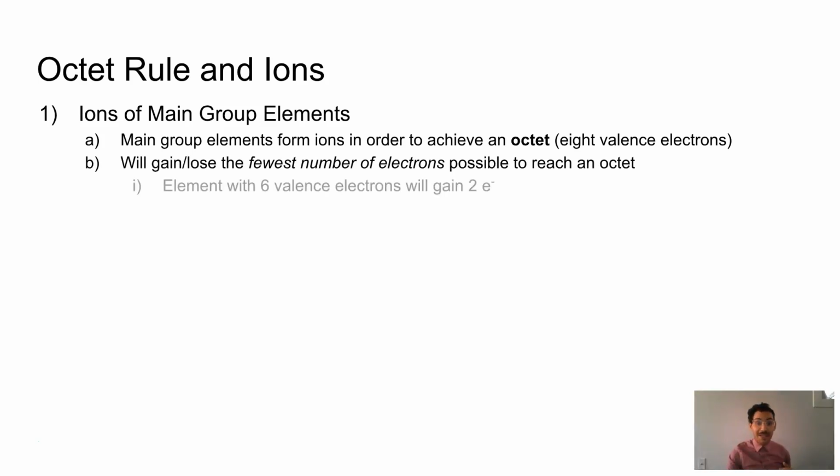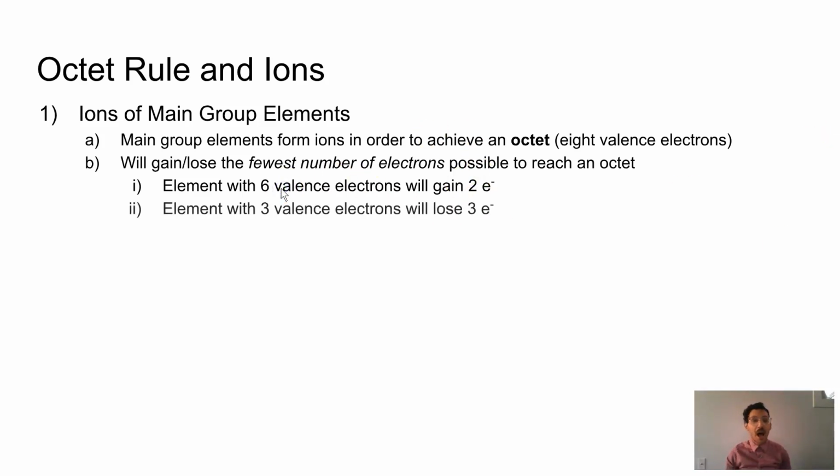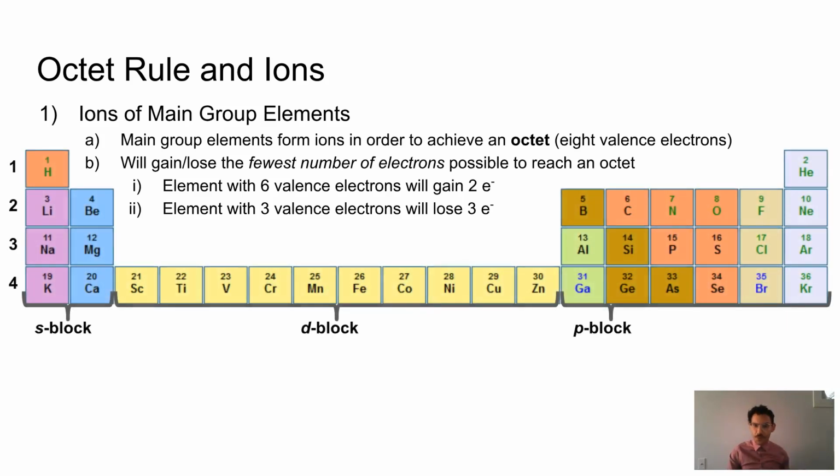So that means that an element with 6 valence electrons is going to find it easier to gain 2 electrons rather than to give away 6 electrons. It's easier to get 2 things than to give away 6 things. And similarly, an element with 3 valence electrons is going to find it easier to give away those 3 electrons than to pick up another 5 electrons. Easier to lose 3 than it is to gain 5. So it's going to either gain or lose the fewest number of electrons possible to either empty its shells or get an octet. So let's look at some examples.